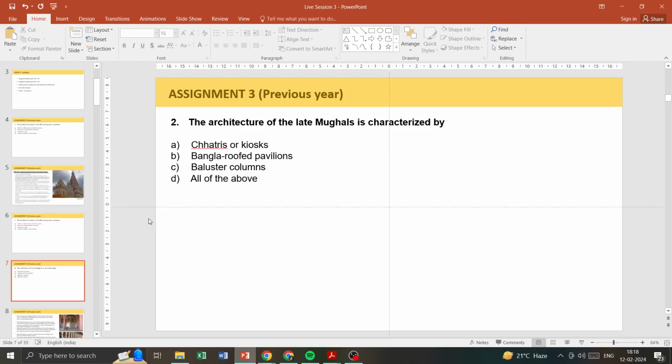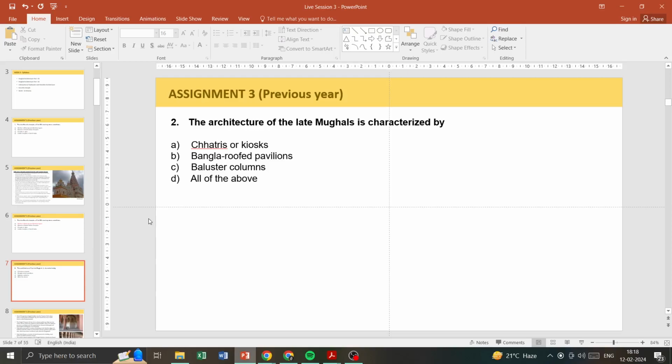Question number 2. The architecture of the late Mughals is characterized by chhatris or kiosks, Bangla roofed pavilions, balustered columns, or all of the above. So here the question is specifically asking about the architecture of late Mughals. The chain of rule of the Mughals starts with Babur, then Humayun, then Akbar, then Jahangir, then Shah Jahan, then Aurangzeb. Babur, Humayun and Akbar are considered the start of it, but the late Mughals are considered from Shah Jahan. So the question is specifically asking about the architecture of late Mughals, which starts with Shah Jahan.